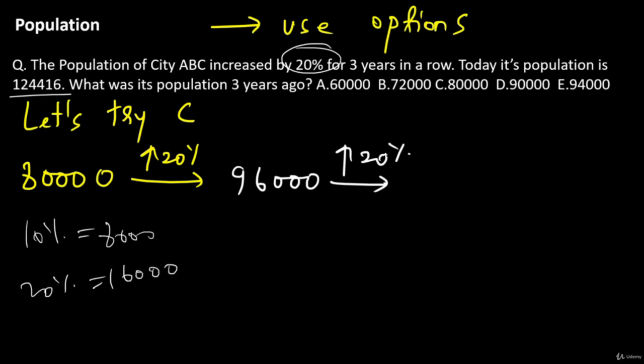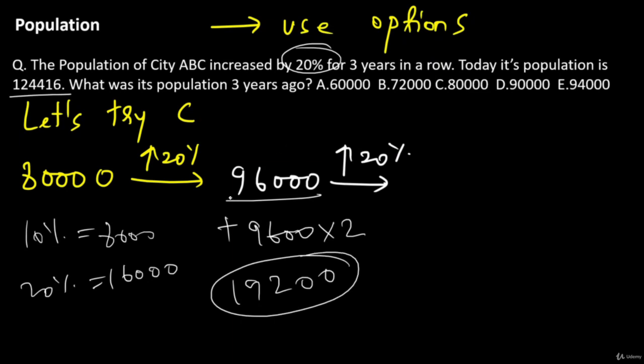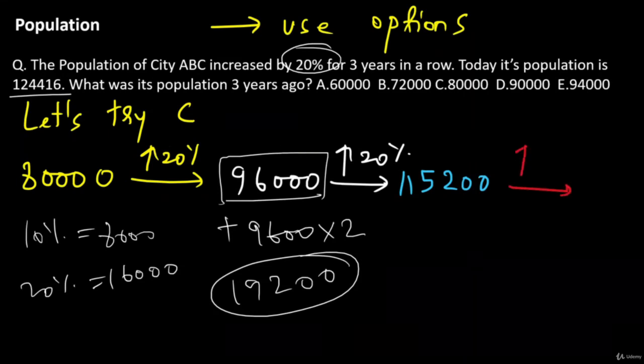Now again, we have to increase it by 20%. 10% of this value over here is 9,600. So 20% will be 9,600 into 2. All right. So you have to add this value to 96,000, right? So how much is this? This is equal to 19,200, right? So you have to add 19,200 to 96,000, and that will give you 115,200. All right, so you have done it 2 times. You have to do it one more time.